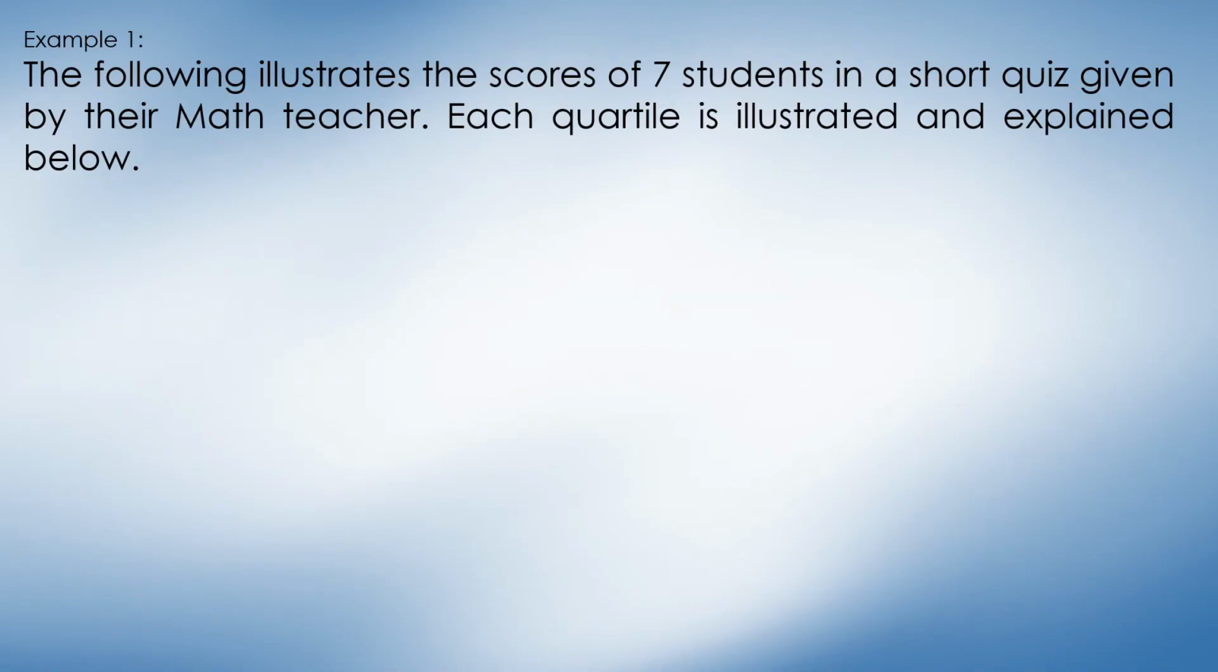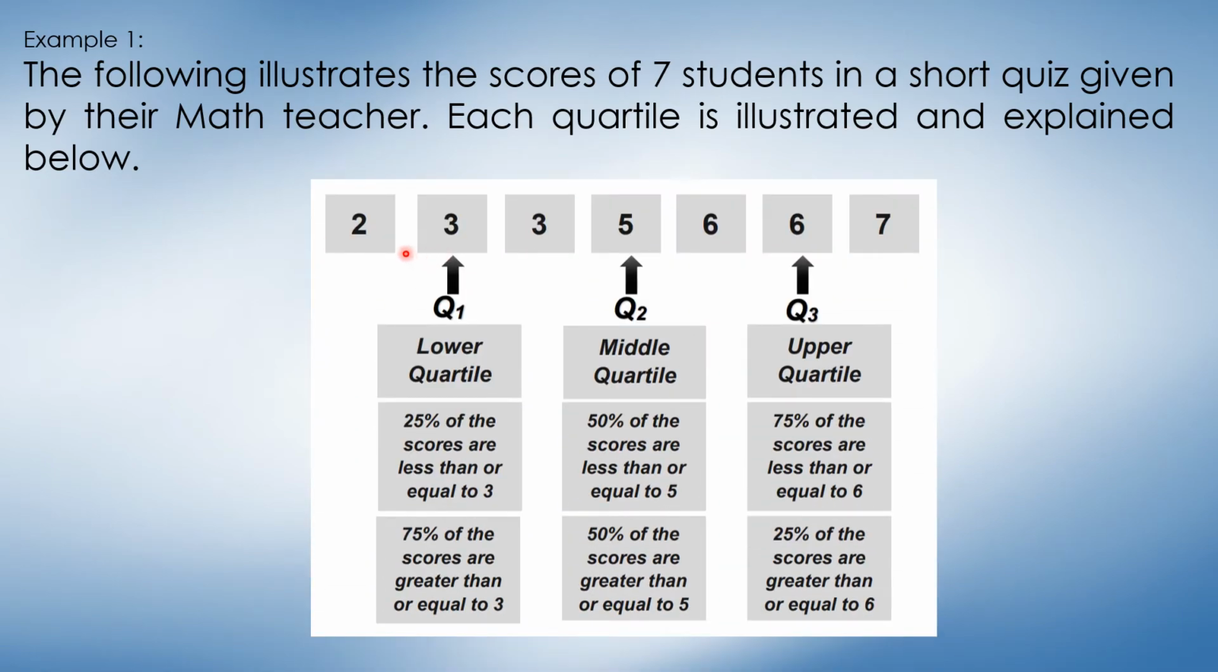Let's have an example. The following illustrates the scores of 7 students in a short quiz given by their math teacher. Each quartile is illustrated and explained below. So these are the scores: 2, 3, 3, 5, 6, 6, 7. The first quartile, or the lower quartile, is the score of 3. Therefore, 25% of the scores are less than or equal to 3, or 75% of the scores are greater than or equal to 3.